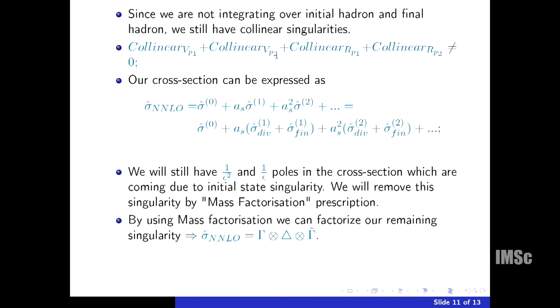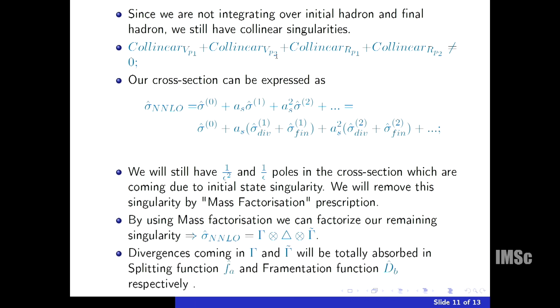Gamma will be totally divergent, and gamma tilde will be totally divergent. Basically, the divergences of sigma we dumped into gamma and gamma tilde. I already mentioned in the initial slides what F and D are. The divergences coming from gamma are absorbed into F, and the divergences coming from gamma tilde are absorbed into D. Now you will have only delta, which is completely finite, and this is what you want.